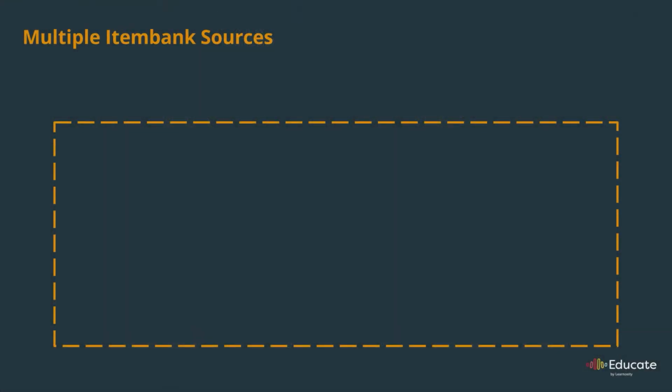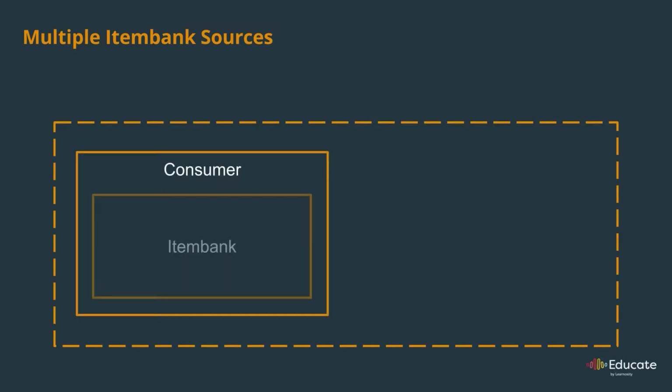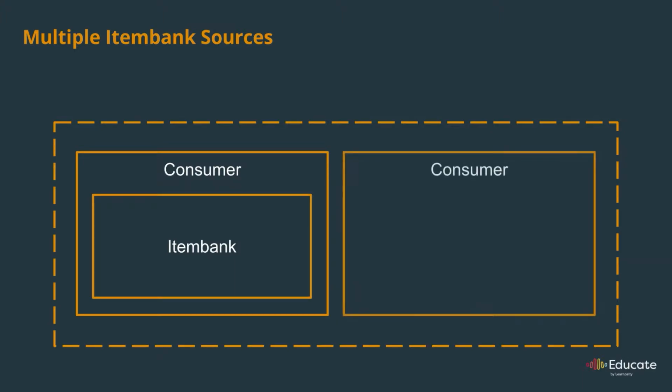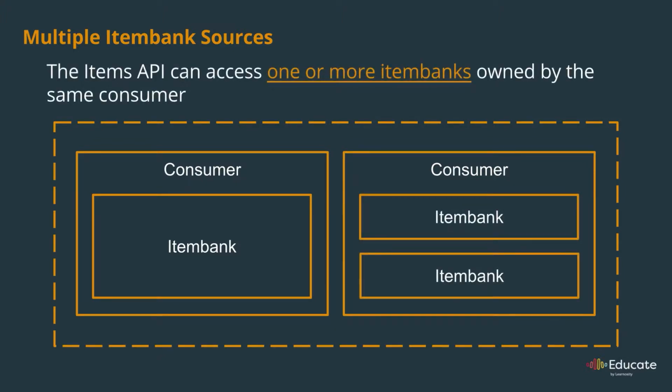And what we want to talk about now is how to pull that content from multiple item banks. So the idea is when you start working with Learnosity as a customer, you have an item bank associated with you. Your consumer has an item bank. So a typical setup would be you, with the consumer, will have your own item bank, but you might also have multiple item banks. For example, you might license an item bank from an item bank provider. So in that case, you might have two item banks.